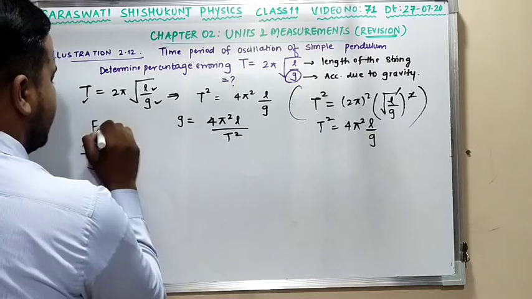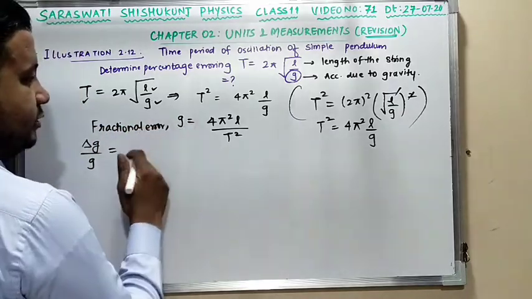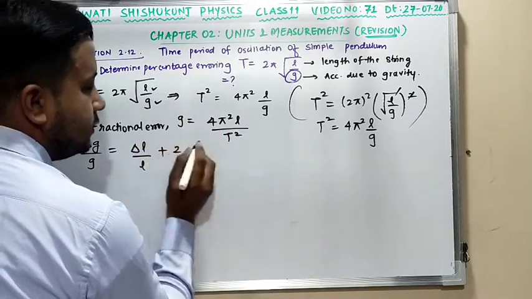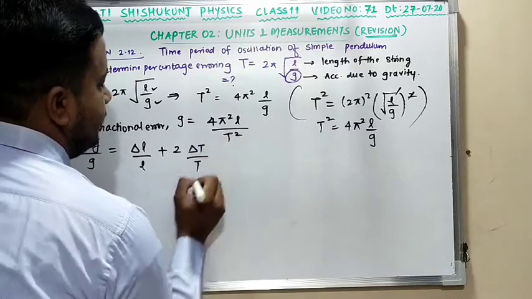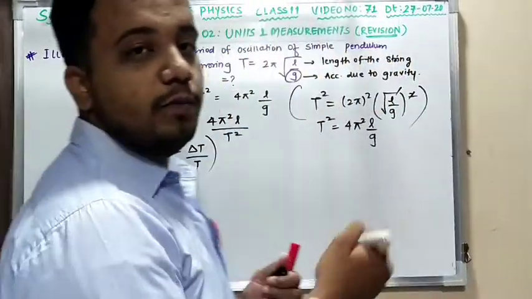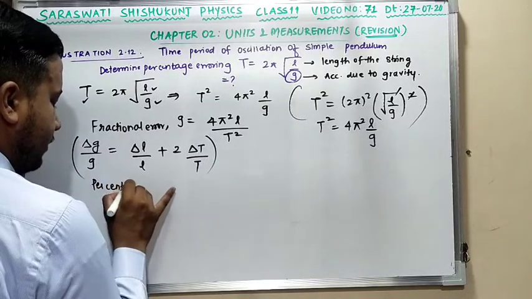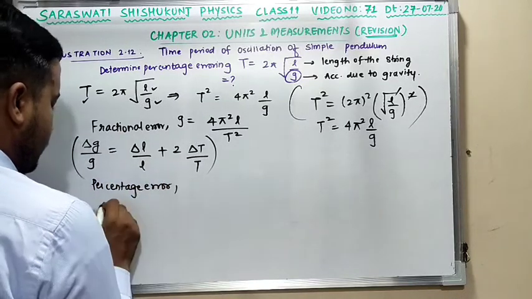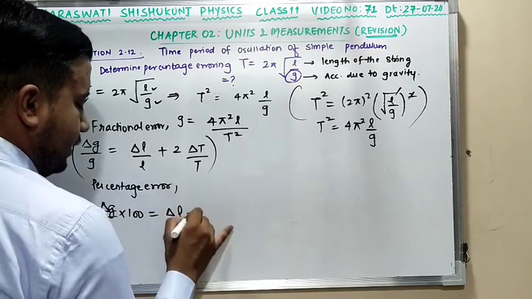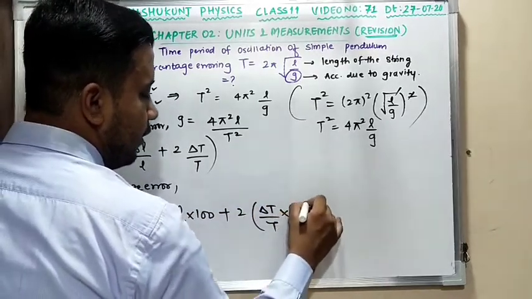Moving ahead, we will be able to notice that for the percentage error in G, delta G by G, first I am calculating the fractional error. So delta G by G is equal to, 4 pi square is constant, so delta L by L plus 2 times delta T by T. This is my required equation for fractional error. Now if I want to calculate the percentage error, what I will do? Multiply both the sides by 100. Very good. So percentage error is delta G by G into 100, which is equal to delta L by L into 100 plus 2 times delta T by T into 100. Is this clear?